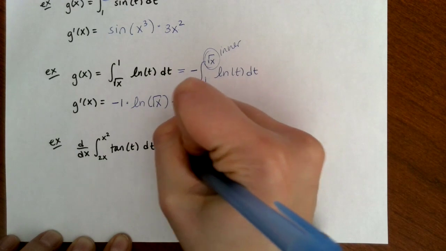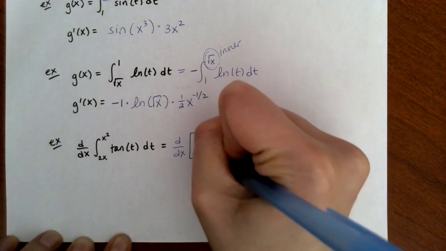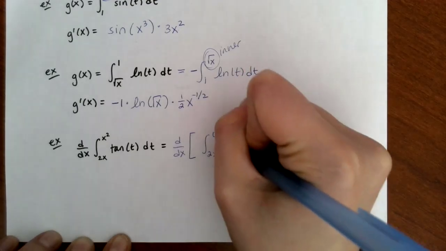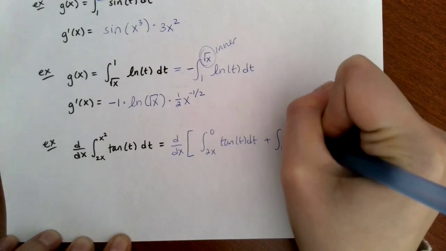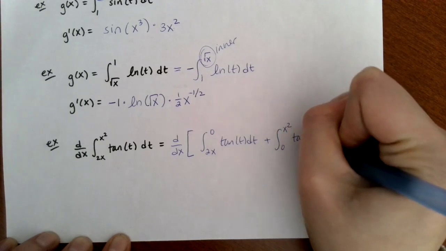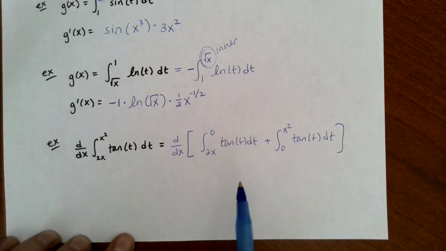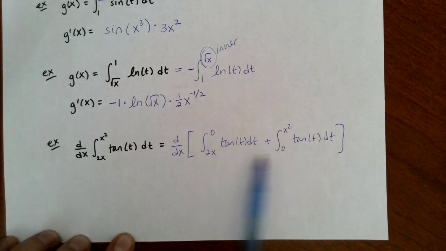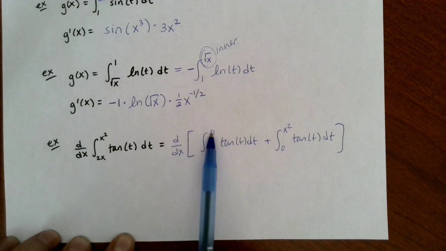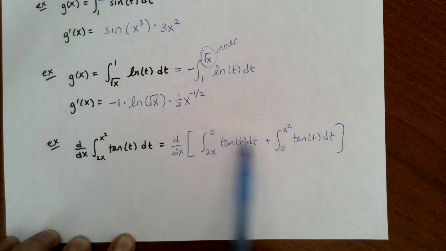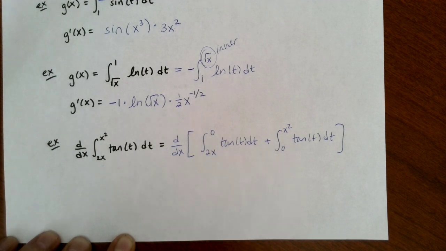So I'm going to have d dx, that means derivative of the integral from 2x to 0 of this function plus the integral 0 to x squared of this function. And we know from properties of definite integrals that this plus this is still the original function. And again, there's nothing really special about the 0 that I chose. Any number in this spot will do as long as it's the same number here and here.